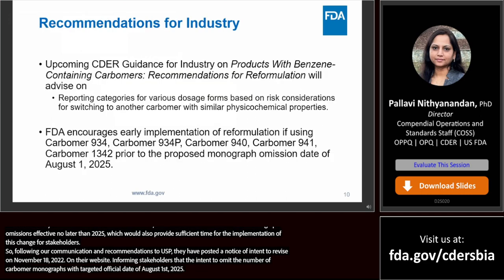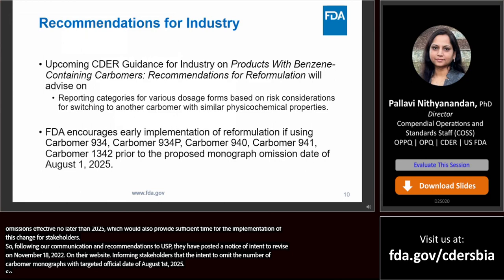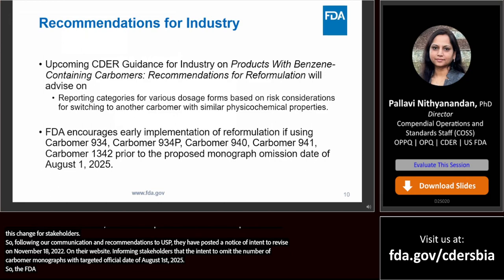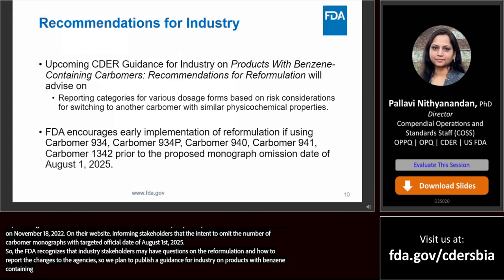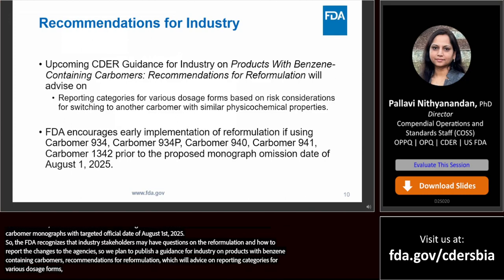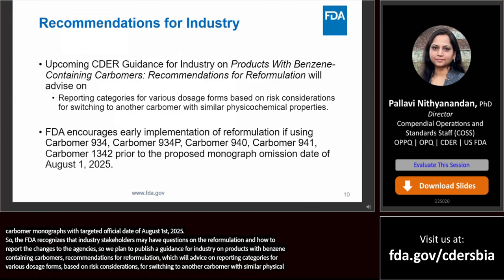FDA recognizes that industry stakeholders may have questions on the reformulation and how to report the changes to the agency. So we plan to publish a guidance for industry on products with benzene containing carbomers, recommendations for reformulation, which will advise on reporting categories for various dosage forms based on risk considerations for switching to another carbomer with similar physicochemical properties. Hopefully we'll get to see that soon.